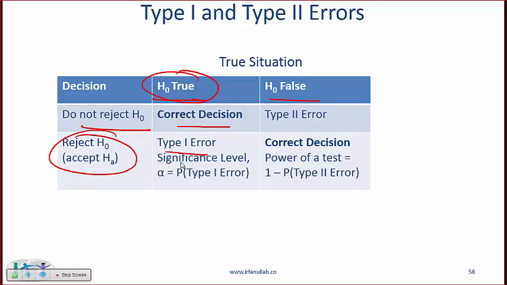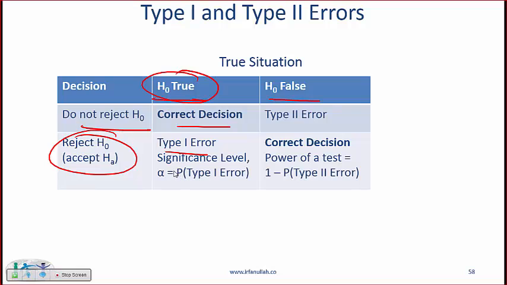This is called a type 1 error. So just say this loudly a few times to remember, because people have trouble remembering this. If H0 is actually true and you reject H0, that's type 1. So if H0 is true and you reject H0, that's type 1.